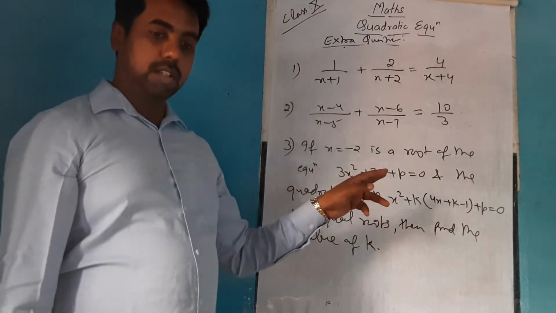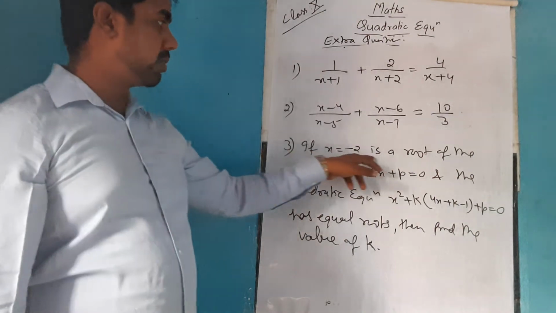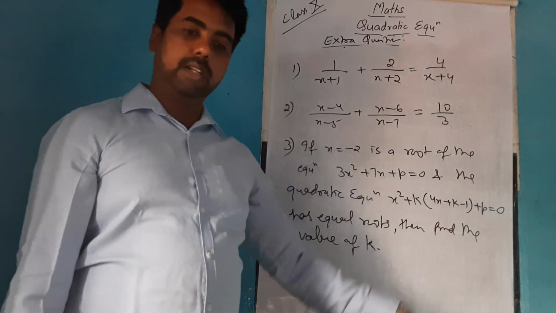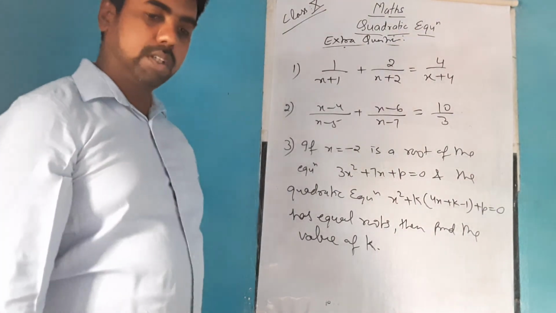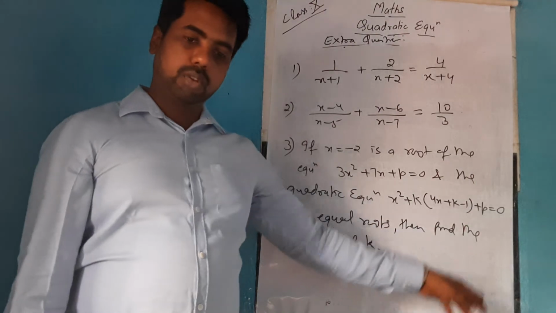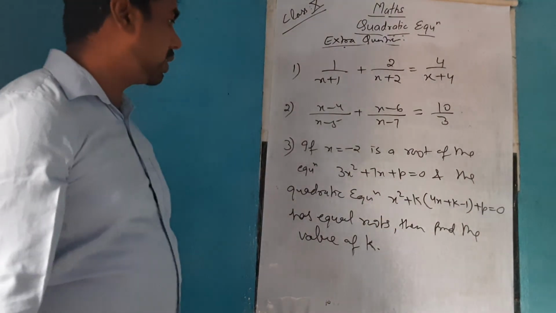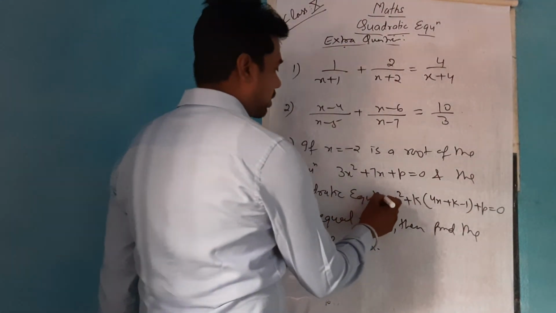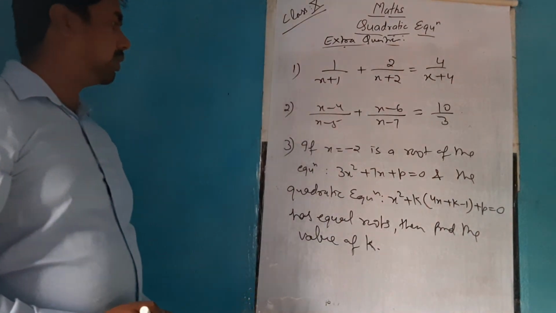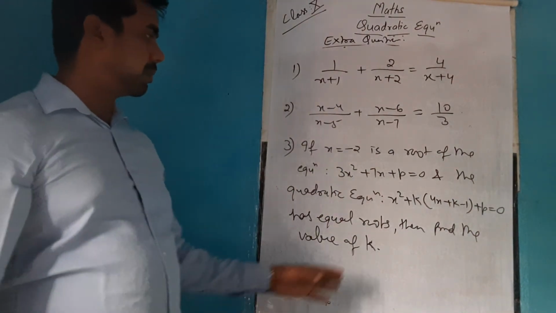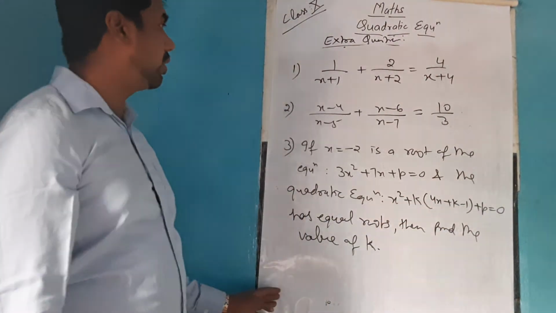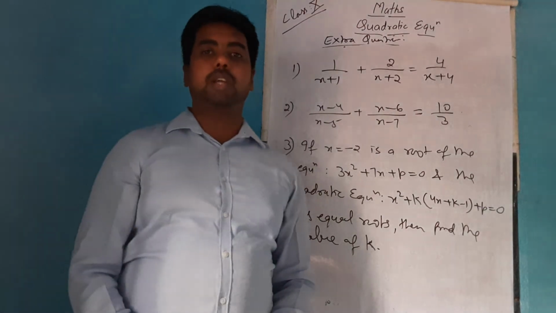I am just recapitulating the question. If x equals to minus 2 is a root of the equation 3x square plus 7x plus p equals to 0, and the quadratic equation x square plus k times 4x plus k minus 1 plus p equals to 0 has equal roots, find the value of k. So these 3 questions I have given you as homework.